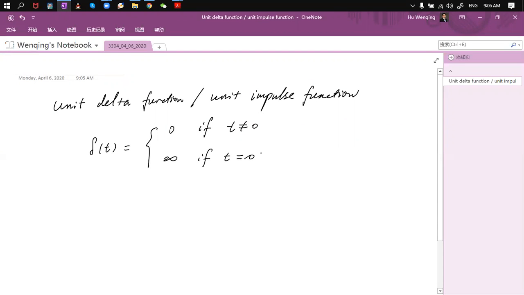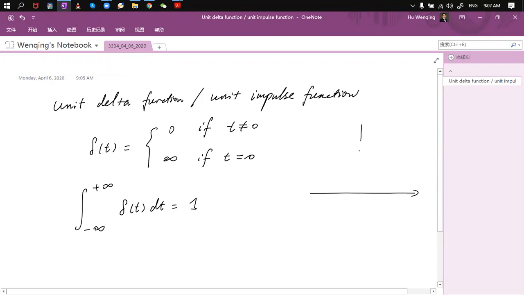But this is not enough for the unit delta. You also need the integral from minus infinity to plus infinity of delta t dt to be equal to 1, right? So the unit impulse function is such a function that has a blow up at point 0: it is infinity at point 0, and it is 0 everywhere else. That's the unit impulse function.